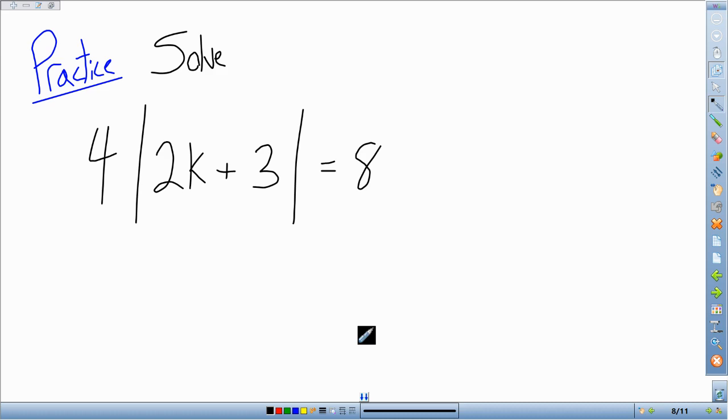All right, so I'm going to have you go ahead and try out one a lot like that. Make sure you isolate the absolute value before you break it into the two equations. Try it out.